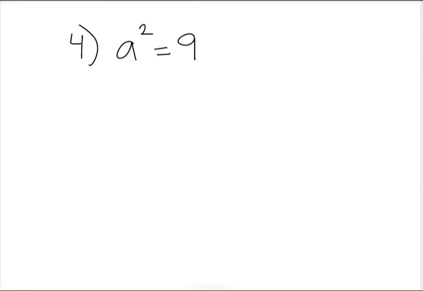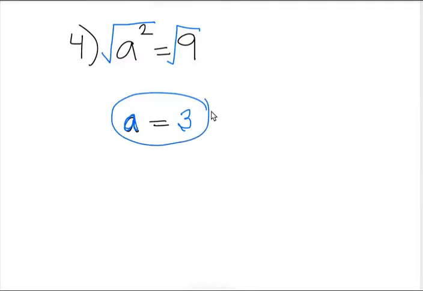All right, number 4, a squared equals 9. So I want to find out what a equals. So I have this square here that's causing me trouble. But to undo a square, I take the square root. Whatever I do to the left, I have to do to the right. So to square root a squared, I think what times itself equals a squared, and that's a. Square root of 9, what times itself equals 9? 3. My answer to number 4 is a equals 3.